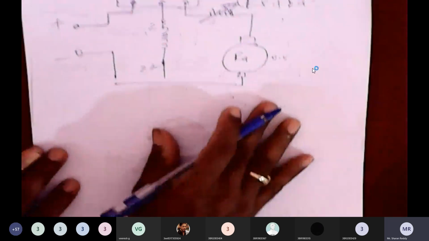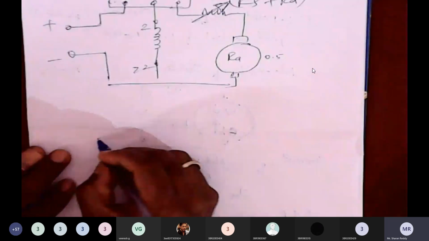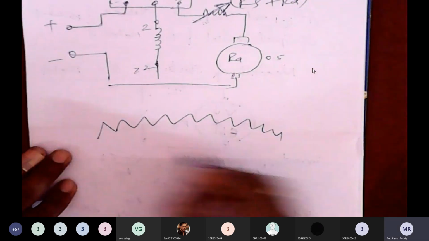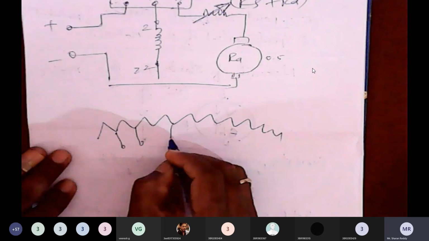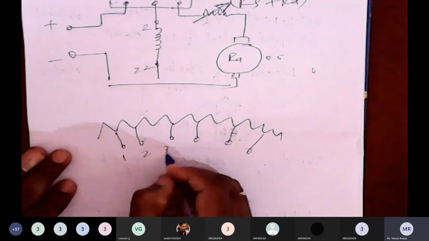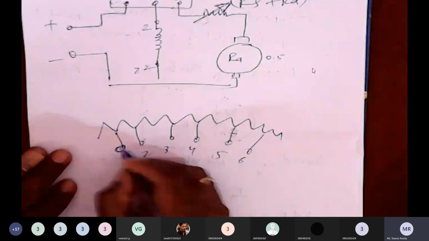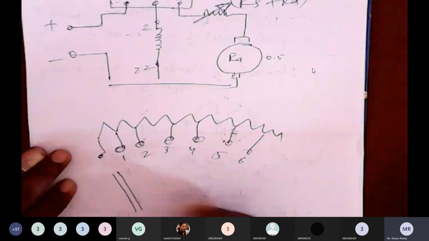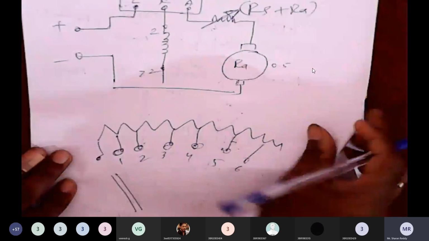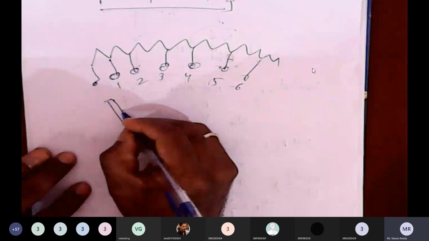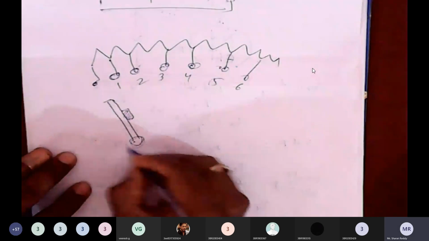It is like this. There will be a variable resistance like this, a large value of variable resistance. There will be different points, which we call studs, 1, 2, 3, 4, 5, 6, different copper studs. Inside that there is a half position, and there is a handle also. It has a soft iron piece attached to this, and this is the spring.